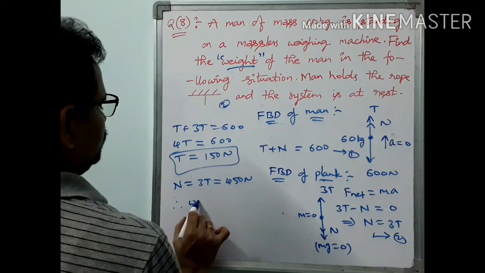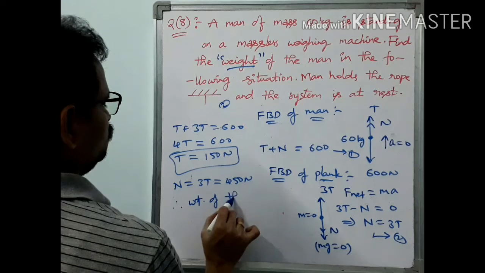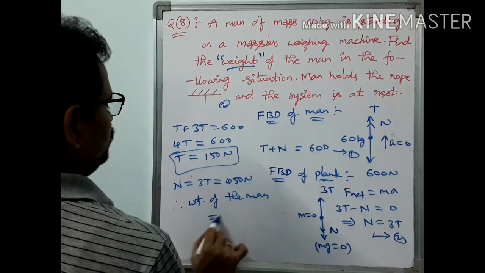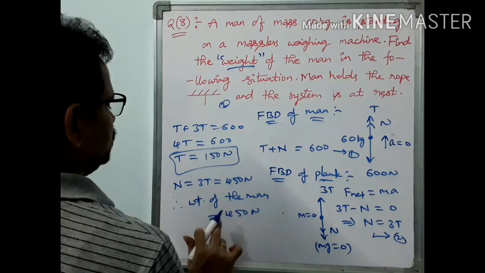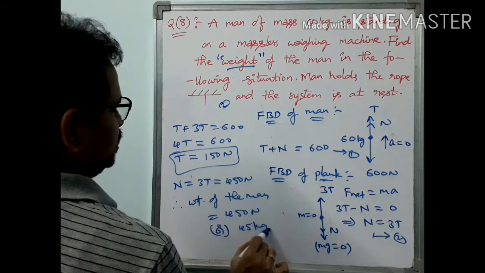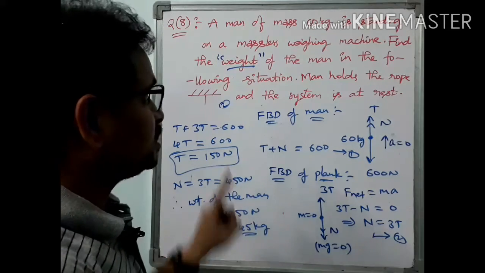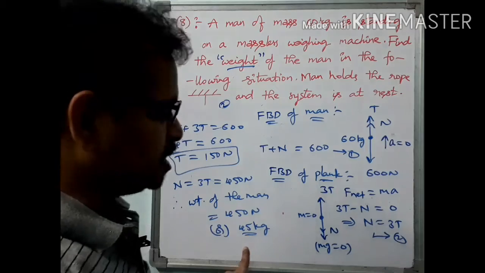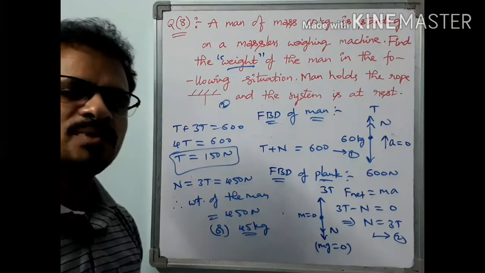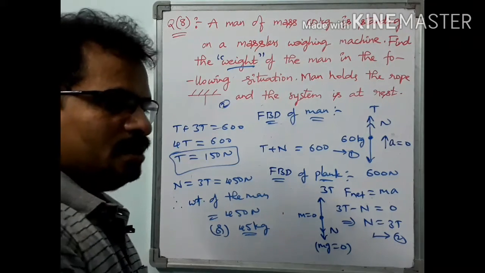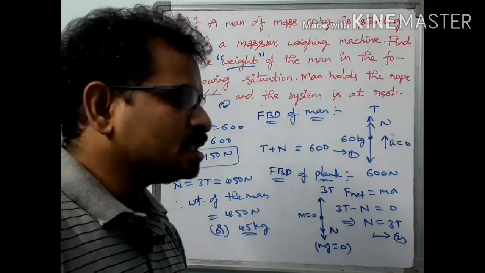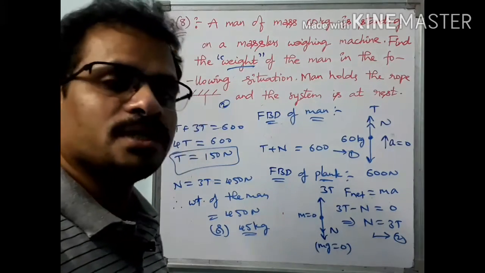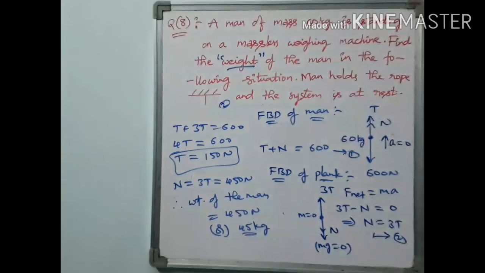Therefore, weight of the man equals 450 newtons, or it is equal to 45 kg. See, a 60 kg person is feeling as if he is a 45 kg person here. Got it? So how simple the problem is? While looking at the diagram, it seems that the problem is a little tough, but actually it is not tough.